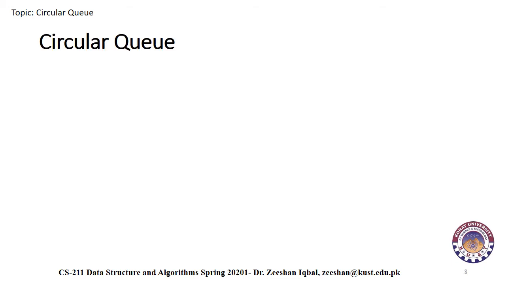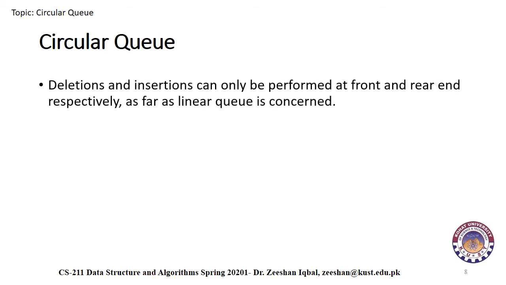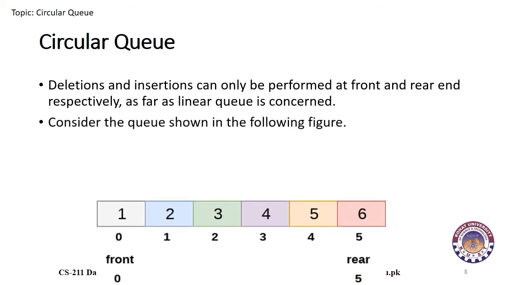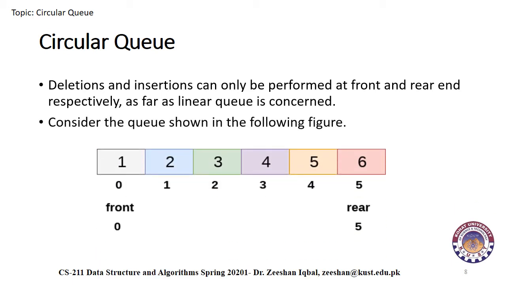In a linear queue, deletion and insertion can only be performed at the front and rear end respectively. Consider the queue shown in the following figure. The queue in the figure is completely filled and no more elements can be inserted, because the condition rear equals max minus 1 becomes true.